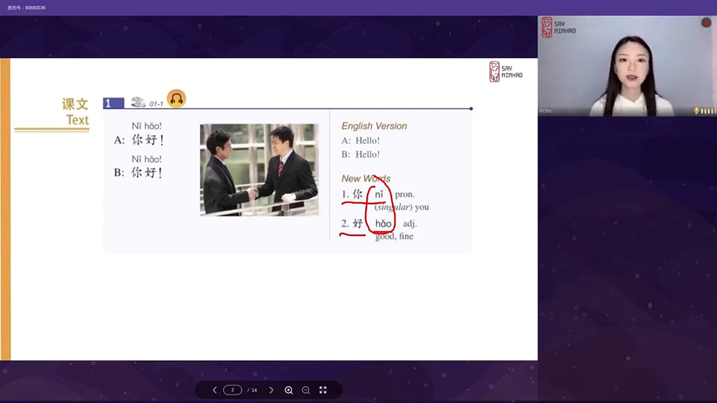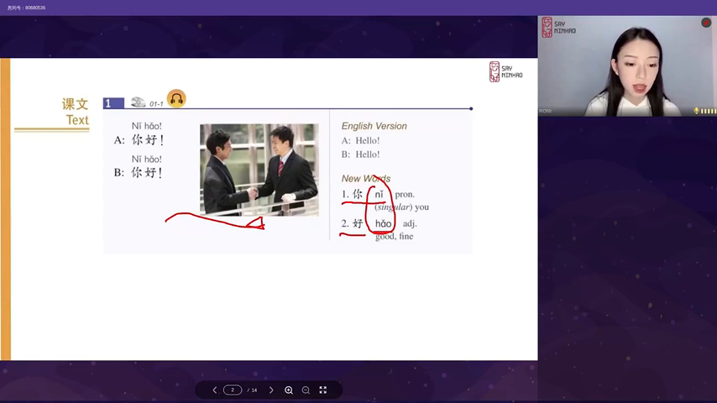Very good. Now let's try to read the text. The text here is ni hao and ni hao. A and B are greeting each other. We can see, right? They are greeting each other. So I'm gonna read this first for you, and you can try to read after me. A said, ni hao. B said, ni hao. They are greeting each other, right? So this time, try to read after me, okay? 3, 2, 1. Ni hao, ni hao. This is the most common way to greet each other in China, ni hao.